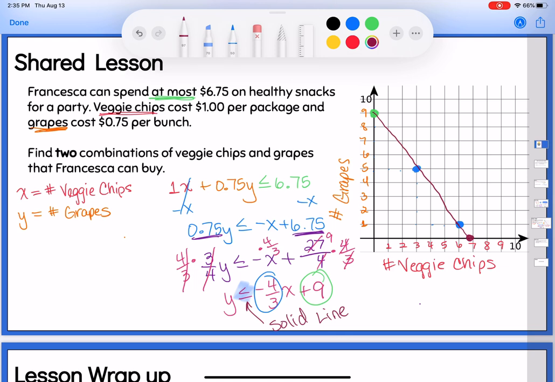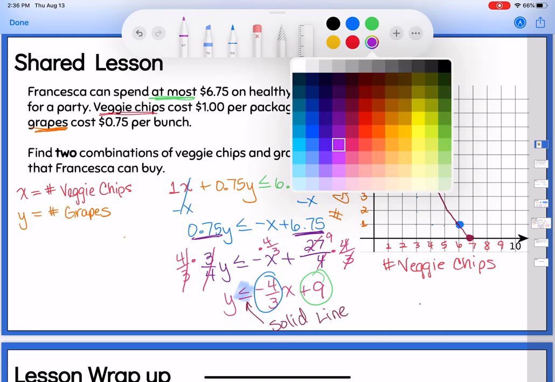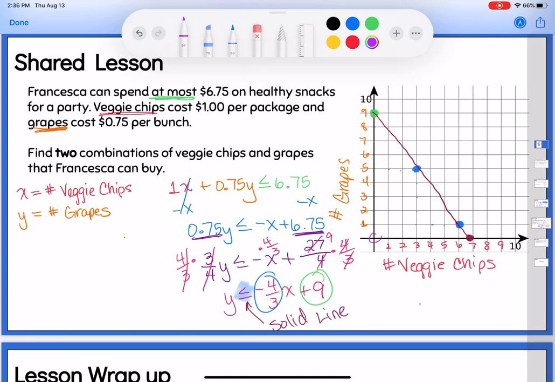All right, now the next thing I need to do is figure out my shading. Which side am I going to shade on? So again, I could check out the point 0, 0, right? You could probably use logic on this one to check your point. If I need to spend at most 675, you can probably guess which side of the line I'm going to shade on. But I'm going to do it justice, check my work just in case, right?